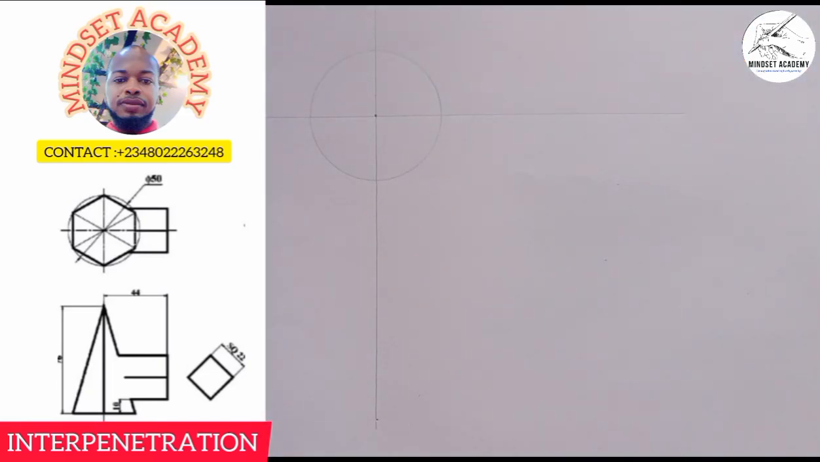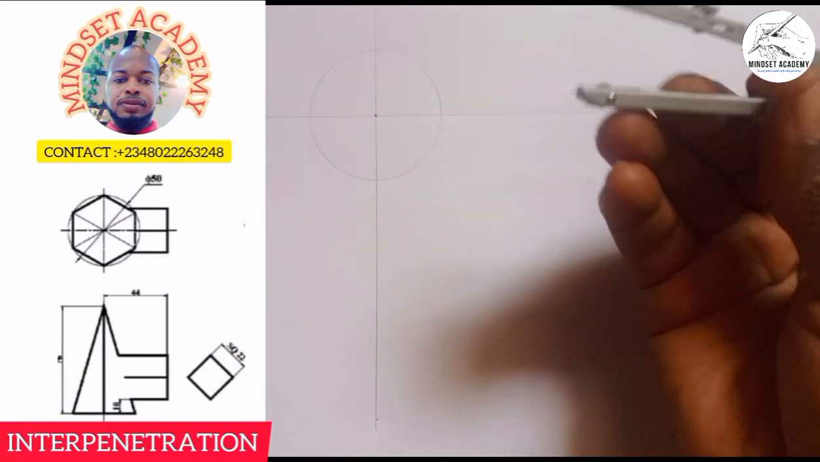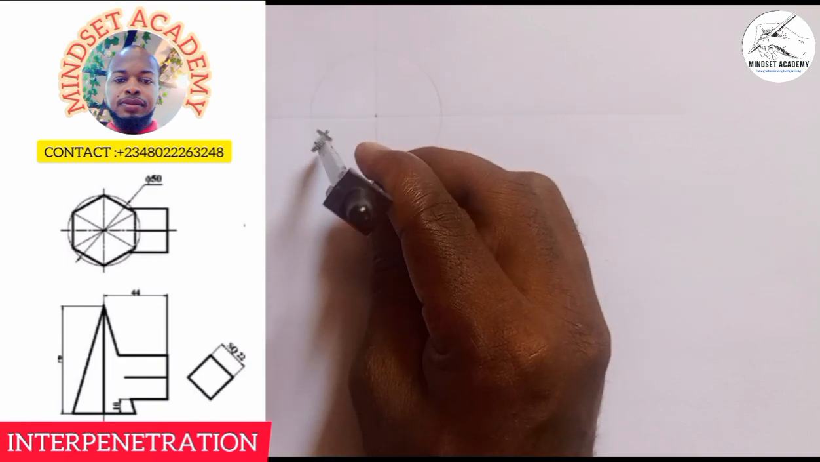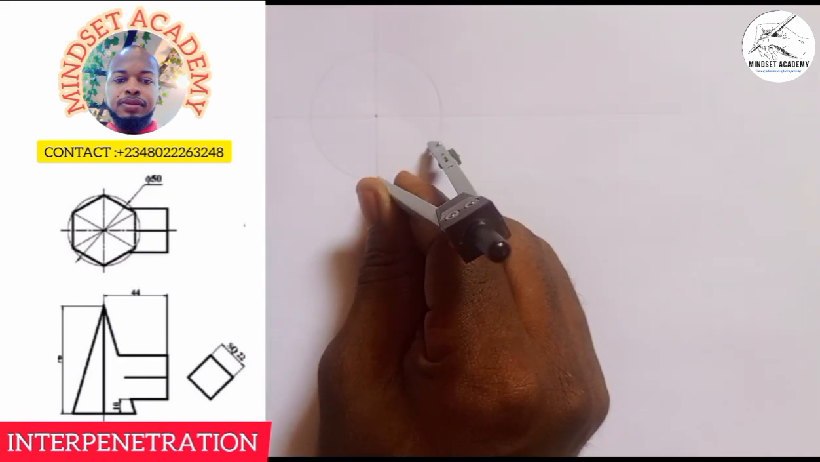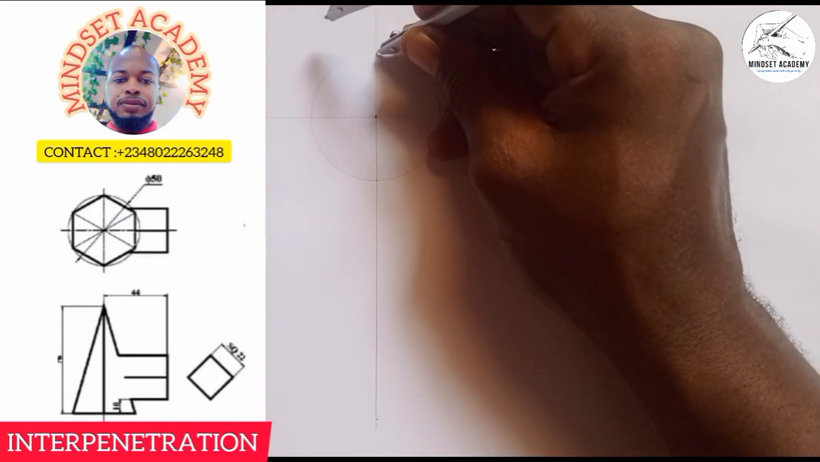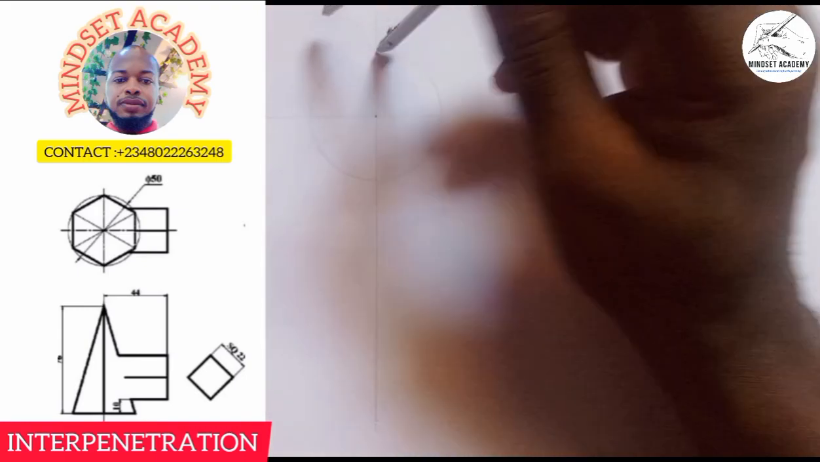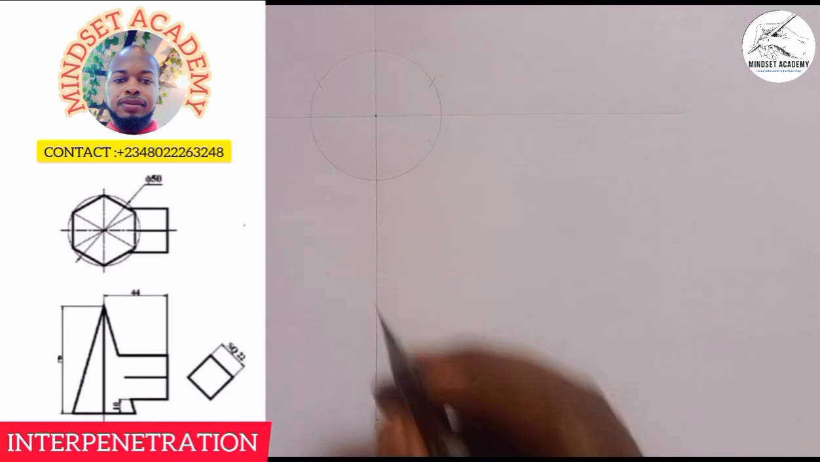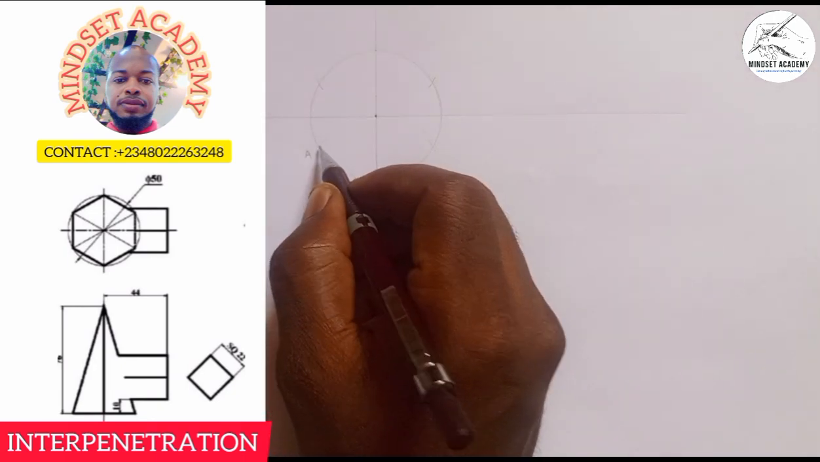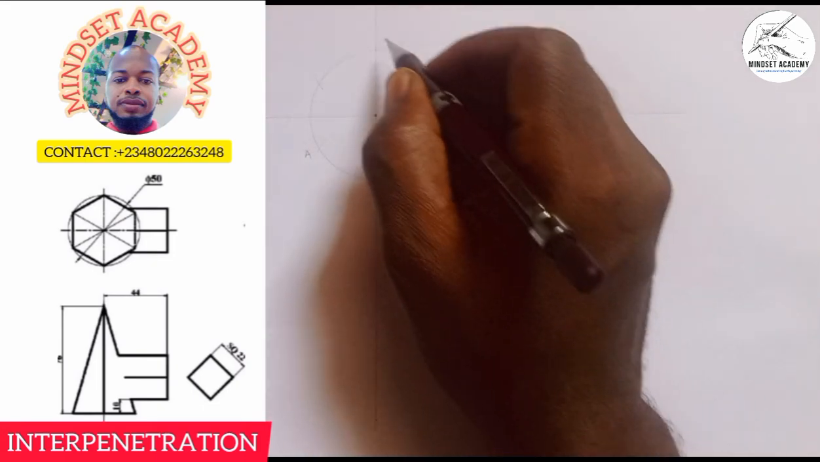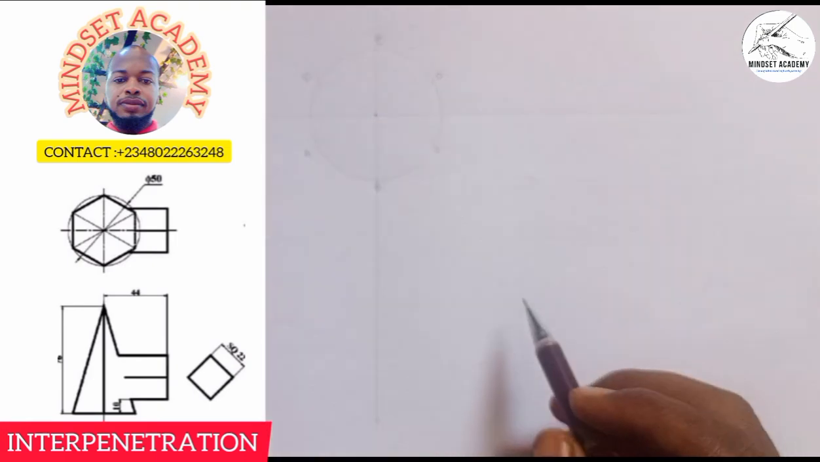With the same measurement I used to draw the circle, I will place it at this point here and strike an arc up. I'll place it here also and strike another arc. Then I'll come to the top two and do the same thing, striking left and also right. You see all these points. If I start from here, this is point A that I mark, point B, point C, point D, point E, and point F.